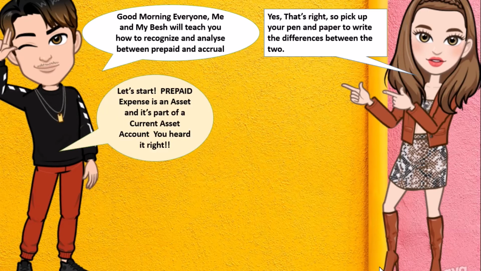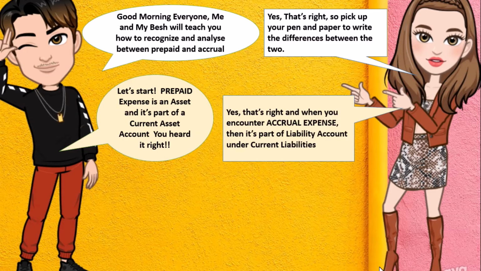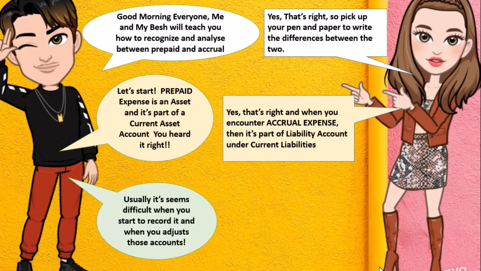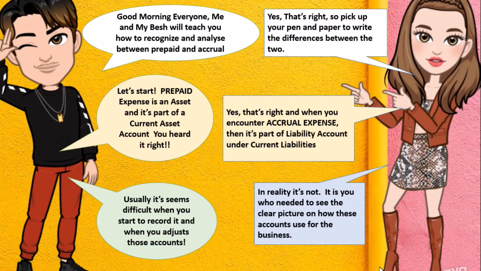Let's start. Prepaid expense is an asset and it's part of current asset. And when you encounter accrual expense, it's part of liability account under current liabilities. Usually, it seems difficult when you start to record it and when you adjust those accounts. In reality, it's not. You just need to see the clear picture of how these accounts are used for the business.